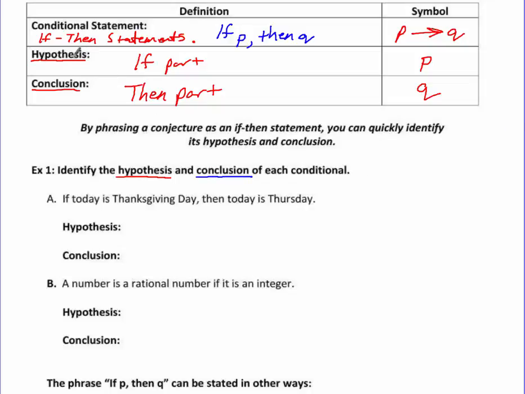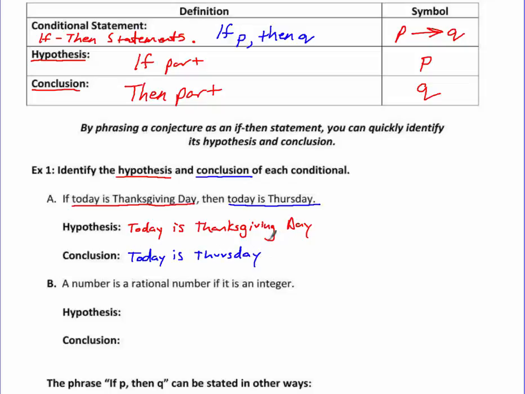And so remember, a hypothesis of an if-then statement is the if part. So if today is Thanksgiving Day, well, today is Thanksgiving Day is our hypothesis. Our conclusion, then, today is Thursday. So our conclusion is today is Thursday.